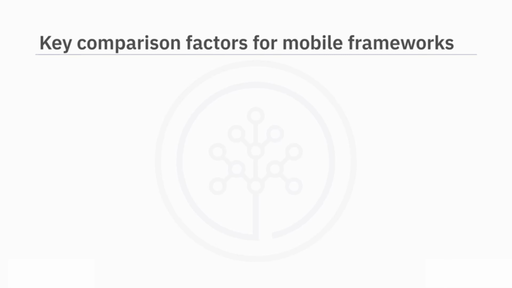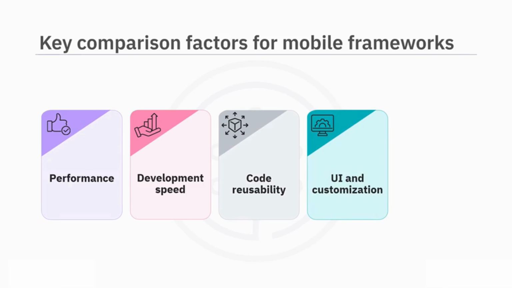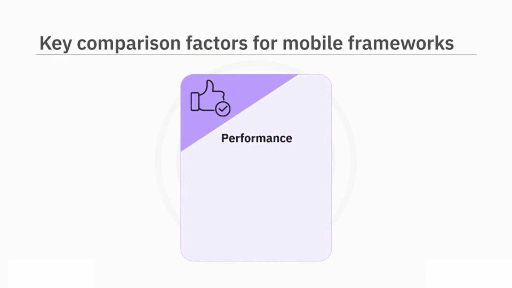To ensure you choose the right tool for your project, there are several key factors to consider. These include performance, development speed, code reusability, UI and customization, and community and ecosystem. Let's understand the significance of these key factors in detail. The first key factor is performance.